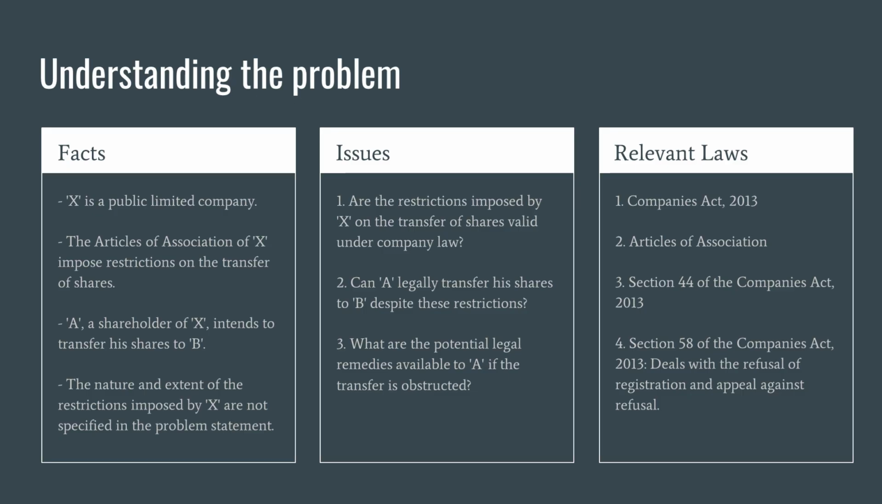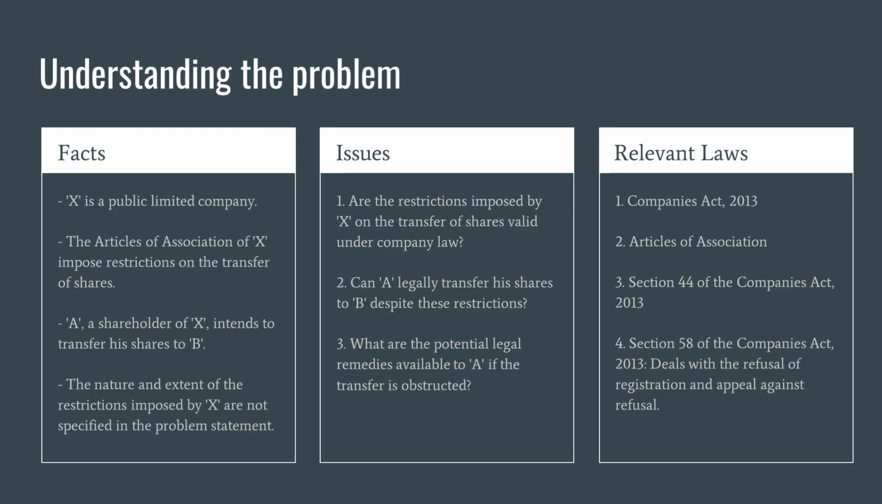So these three issues we'll see in this particular problem. Next slide, relevant laws. Obviously, we are dealing with company law. So Companies Act 2013, Articles of Association, and Section 44 of the Companies Act. Section 44 talks about shares of any company being movable property. That means any person who has shares can freely transfer his shares to some other person. And Section 58 of the Companies Act deals with refusal of registration and appeal against refusal.